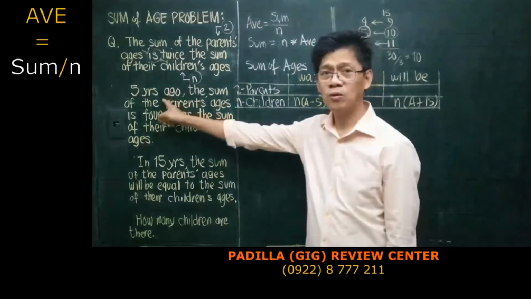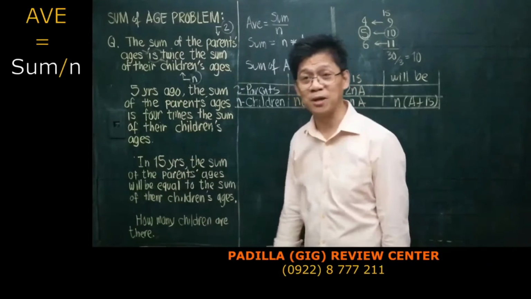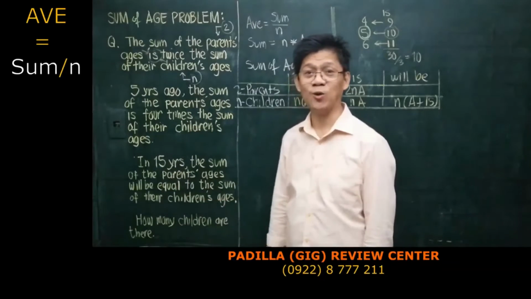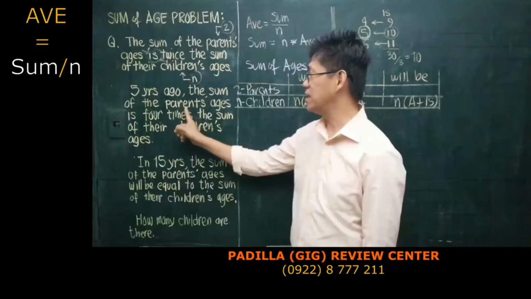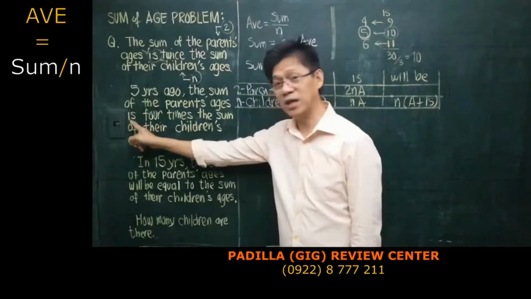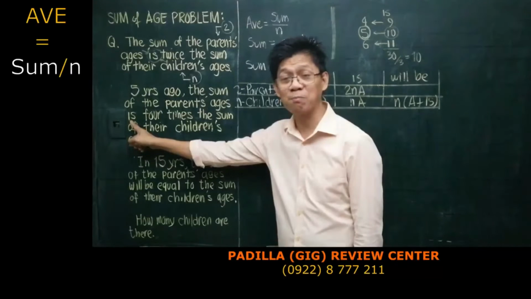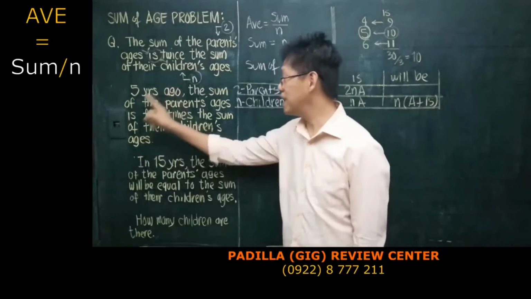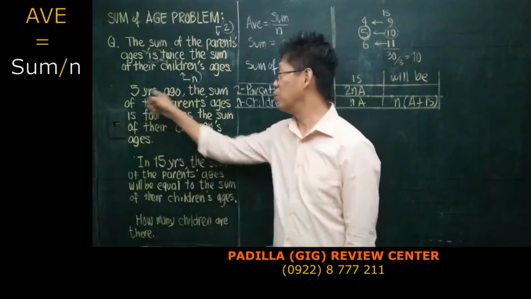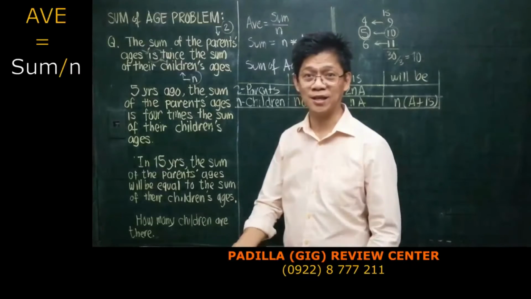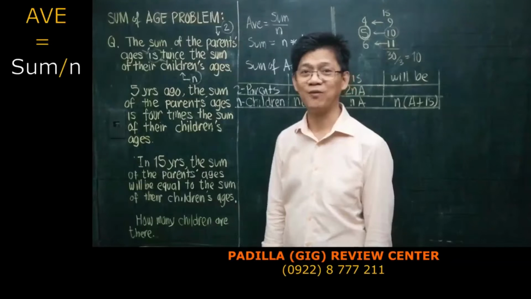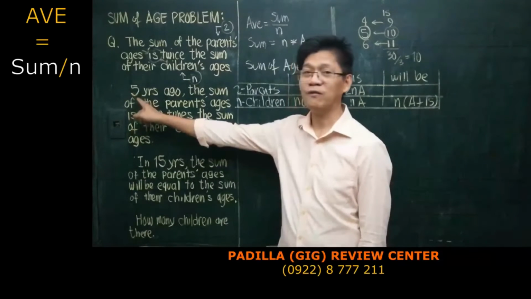5 years ago, so this is a conditional statement, meaning what follows happens 5 years ago. The sum of parents' ages when? 5 years ago. It is not present. This is past perfect tense. So this is of 5 years ago, meaning it really was. Remove the 5 years ago, you have to say it in this manner: the sum of parents' ages was. It cannot be is. You follow? Because you are referring to 5 years ago.